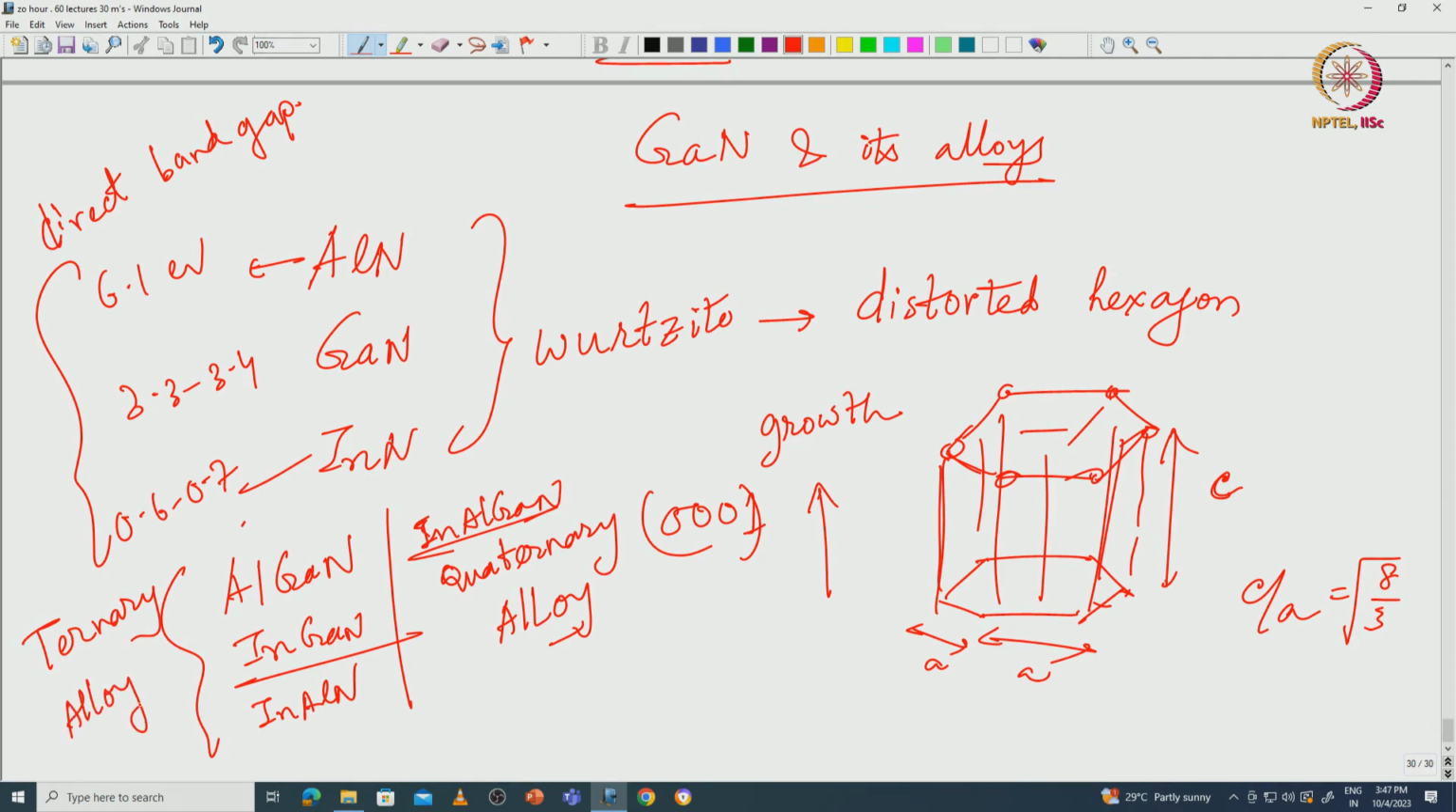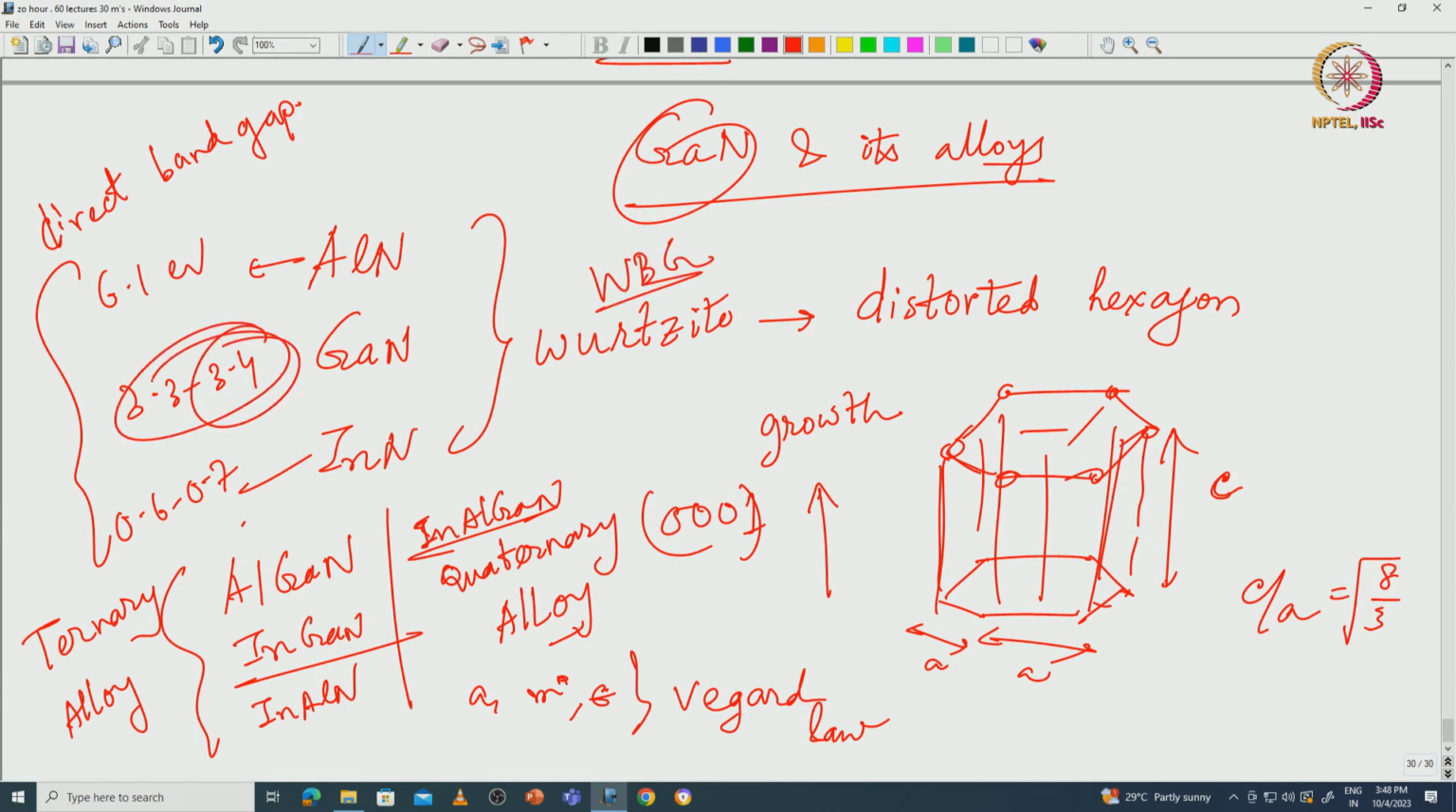And for simple things like lattice constant, effective mass, dielectric constant, you can still use Vegard's law that we discussed. However, for band gap you cannot use Vegard's law, okay. Now this is fair. Gallium nitride and its family, gallium nitride is a wide band gap material, WBG, because 3.3 to 3.4 electron volt is a very wide band gap, and this is ultra wide band gap.